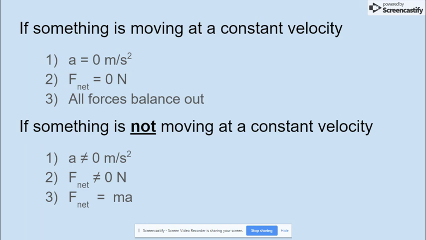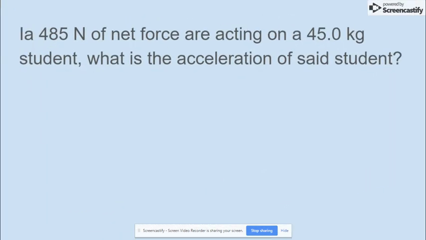Let's look at just a really easy example to start with, and then we'll look at a more interesting and fun one. If 485 newtons of net force are acting on a 45.0 kilogram student, what is the acceleration of said student? So we have 485 newtons of net force acting on a 45 kilogram student. What's the acceleration of said student?